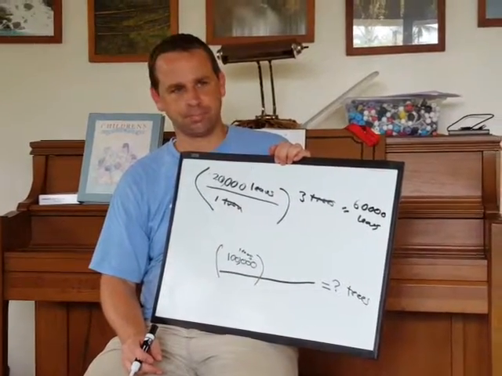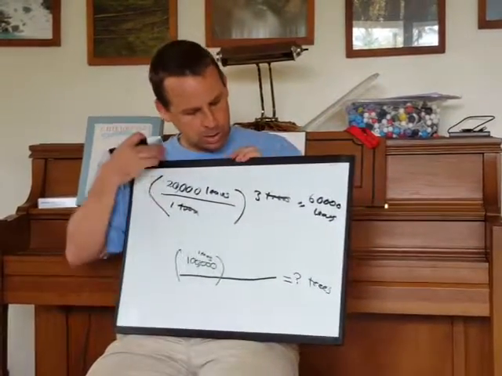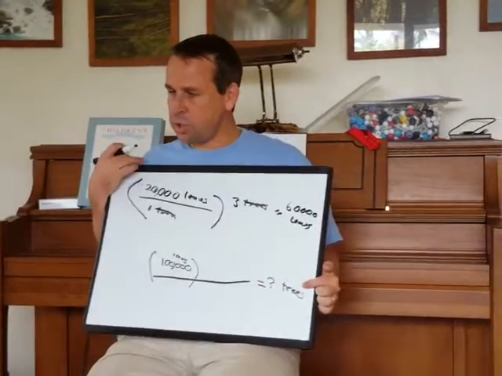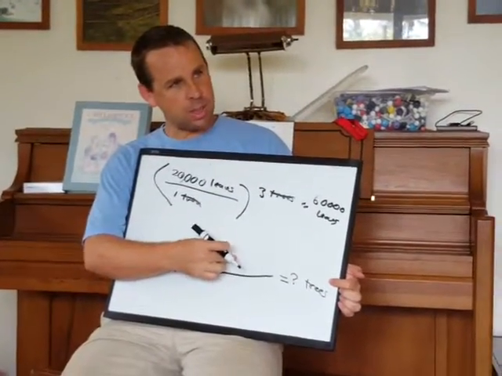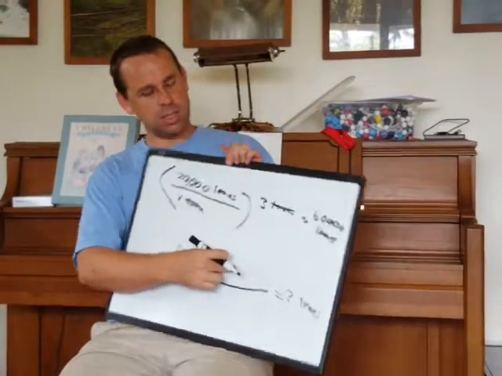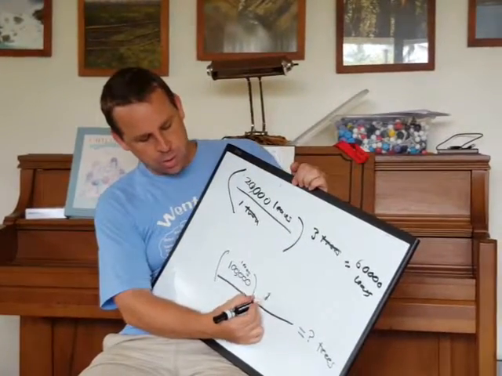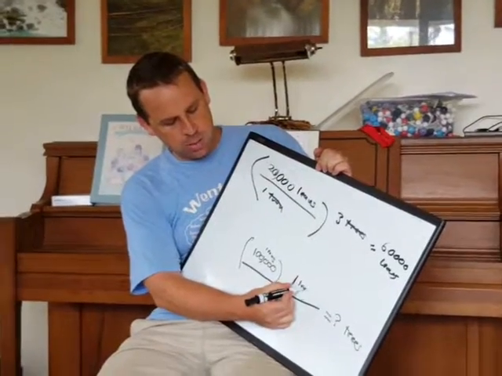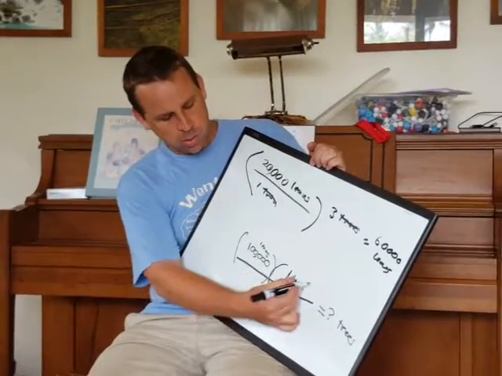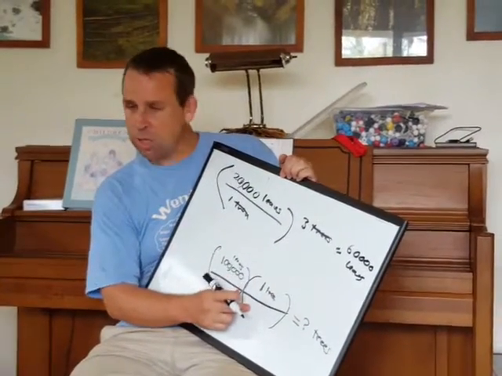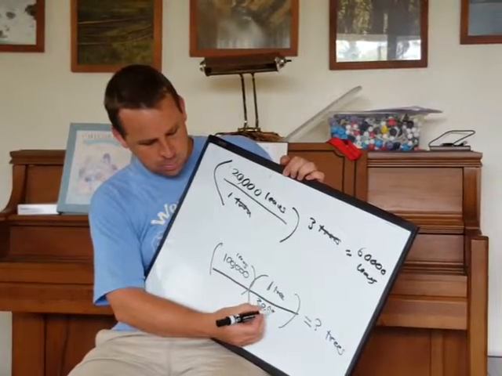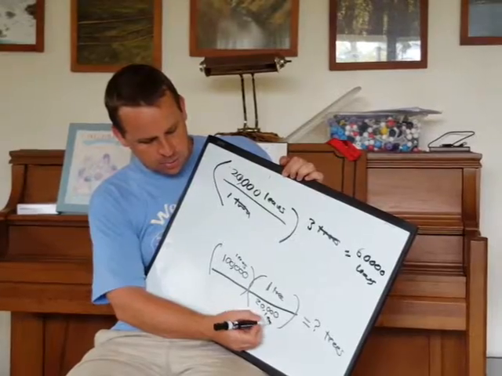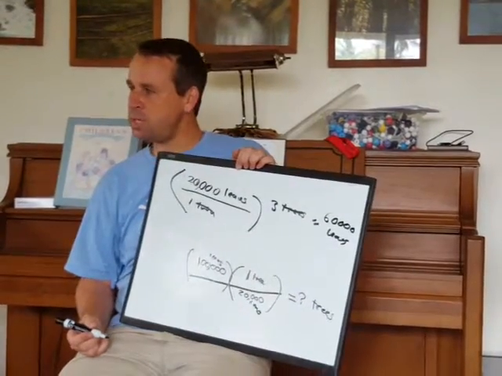Nothing. You're going to divide. I need to get to trees in the end, so you're going to divide it by 20,000. Trees needs to be up here, so I need to have my 1 tree up here. And down here, 1 tree, each tree has how many leaves did I say? 20,000 leaves. Does that make sense?